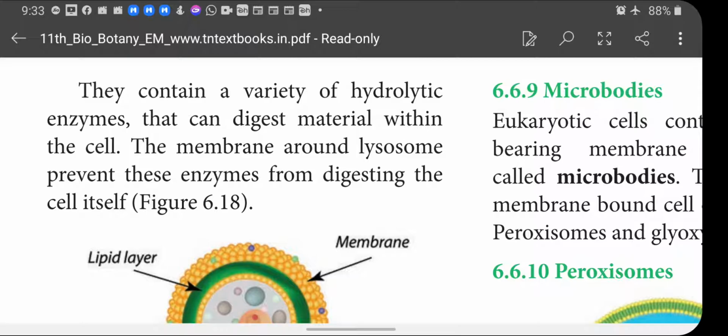Whether the cell is alive or its lifespan is over, the lysosomes contain enzymes. When the cell's life is over, they burst, release the enzymes and digest their own cell. Suppose the cell is in live condition and the lysosome bursts and releases the hydrolytic enzymes; then the live cell would also die. That is why it is protected by a membrane, and the enzymes are enclosed within that membrane and will not be released.